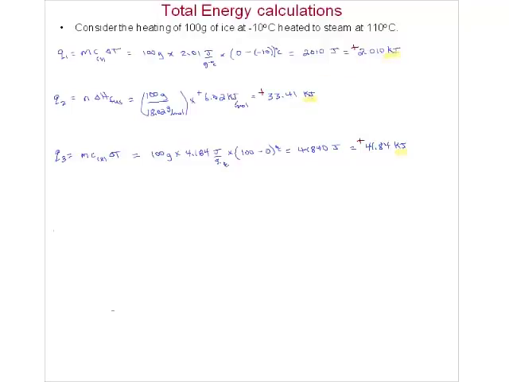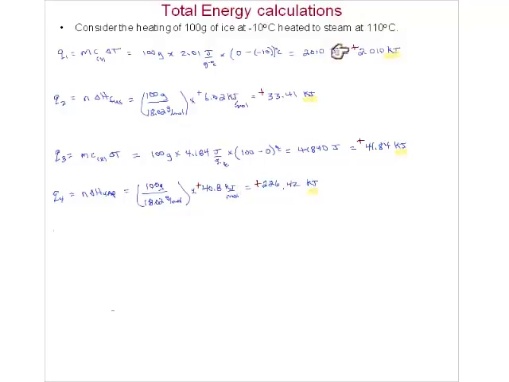Stage 4 was the vaporization of the water. We're starting to boil it. This is the heat of vaporization. Again, it depends on the number of moles, mass over molar mass of water. And this value is given, of course, so it works out to be 226.42 kilojoules.